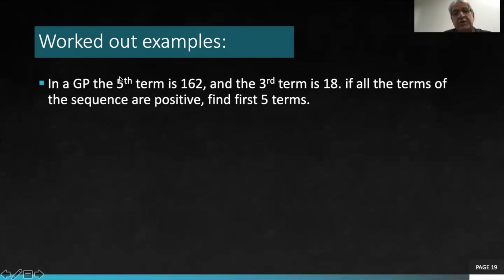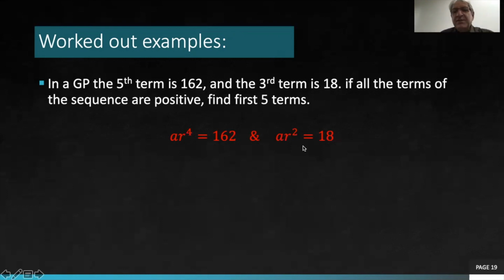You should remember that. It should always be 1 less than this. Therefore, AR to the power of 4 is 162. And because it's the third term, AR to the power of 2 is 18. You can see you actually have a simultaneous equation, 2 unknowns with 2 equations. You need to solve this.